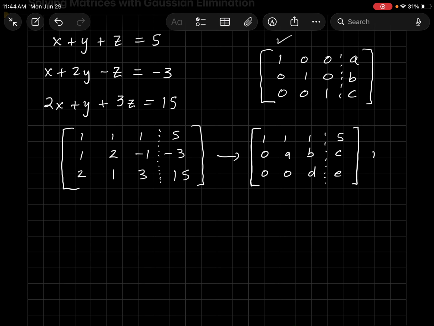Now recall, referring back to this, I want to get my original matrix to somehow look like the one on the right. And I'm going to start by getting these first two elements to be 0. That is, I want a 1 up top and then zeros in the rows below in the first column. I'm going to do it in the following fashion. I'm just going to rewrite my row 1, so 1, 1, 1, 5.